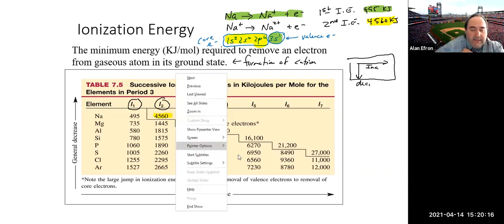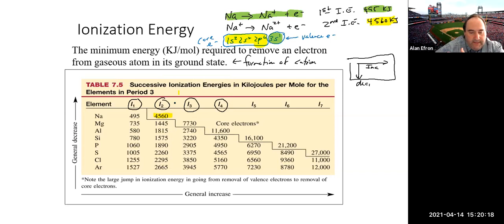So that's why something like sodium really will only lose one electron, because after that, everything gets really compact. Those electrons are held a lot tighter. It takes way more energy to try to remove a core electron, and it doesn't typically happen.